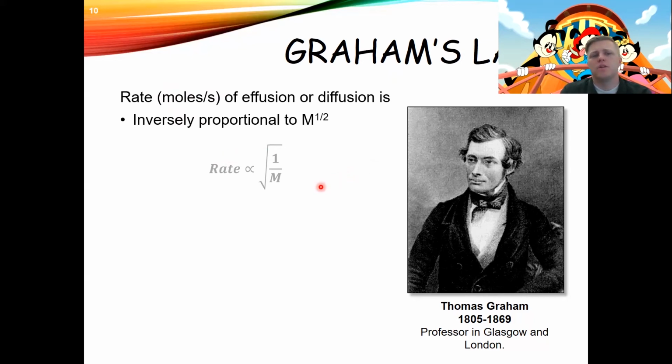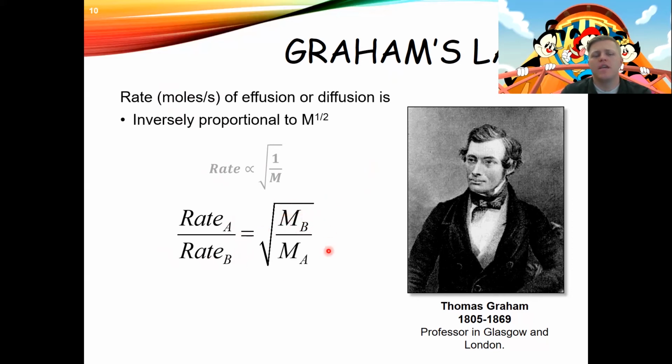And for his actual law, he just took this equation written right here and divided it by itself. In other words, he said the rate of effusion for gas A divided by the rate of effusion for gas B is equal to the square root of the molecular mass of gas B divided by the molecular mass of gas A.